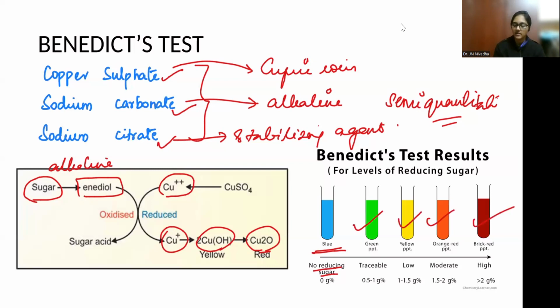If it is green, the amount of reducing sugar can be assumed as 0.5 to 1 gram percentage. If it is yellow, then 1 to 1.5 gram percentage. If it is orange red, then 1.5 to 2 gram percentage. And if it is brick red, it represents more than 2 gram percentage of glucose or reducing sugar present in the sample. Understood. So with the help of the color, we can find out how much reducing sugar is present. That is why Benedict's test is called a semi-quantitative test.